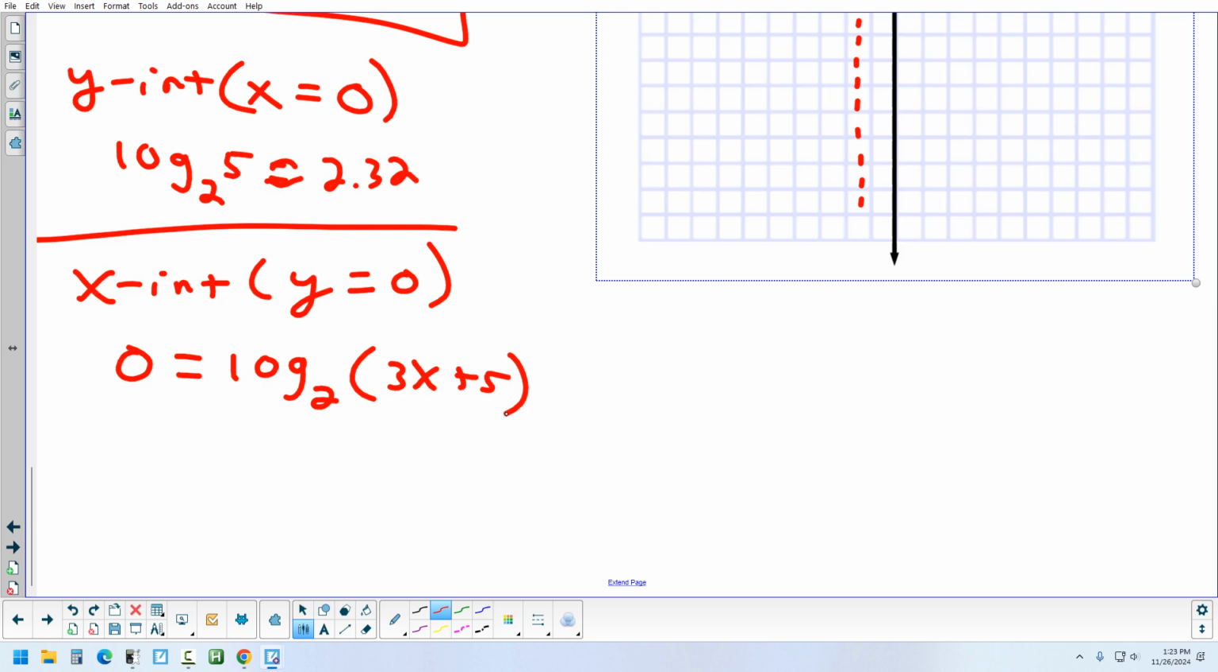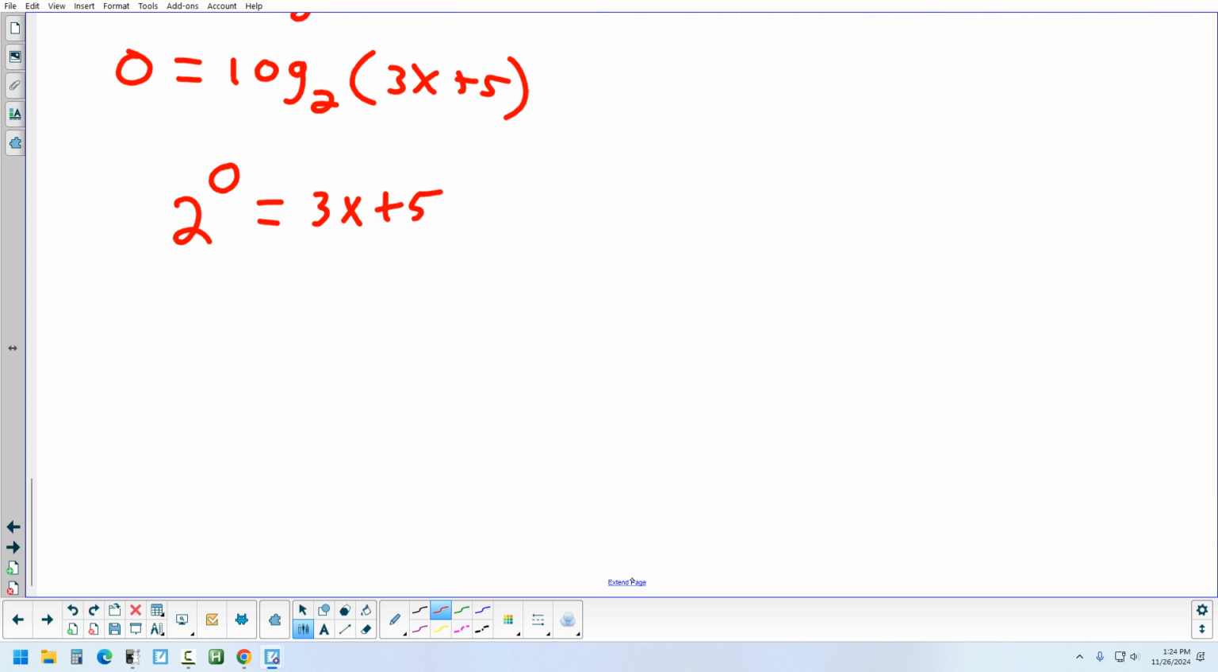What format is that equation in, log or exponential? Log. Let's change it to exponential, and it's going to become a very easy equation to solve. What is your base? 2. What about your exponent? 0. The logarithm always equals the exponent. And what ends up on the right side? 3x plus 5, the argument. Okay, what is 2 to the 0 power? 1.